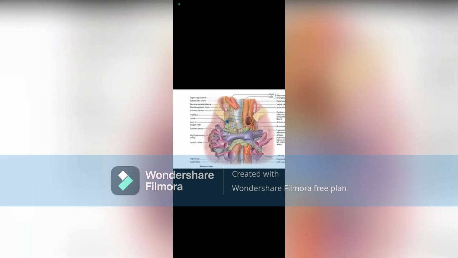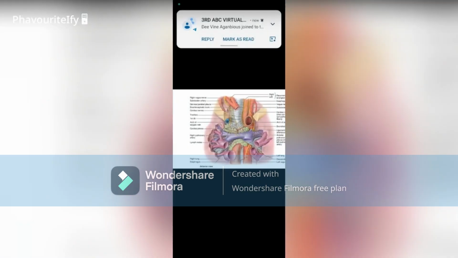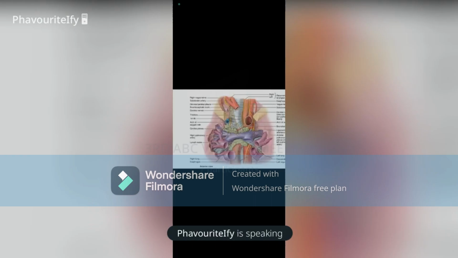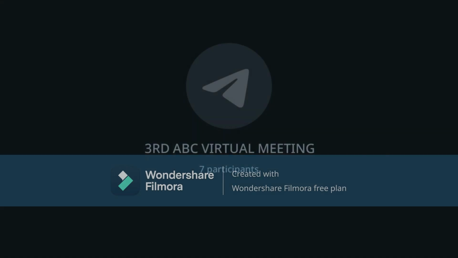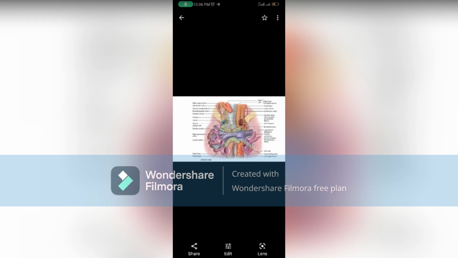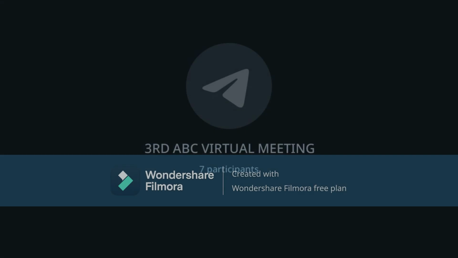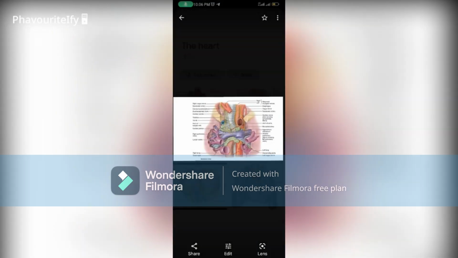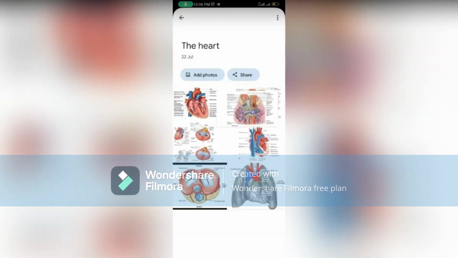These nerves are responsible for influencing heart rate, cardiac output, and contraction force of the heart. That is, the cardiac plexus is responsible for influencing heart rate, cardiac output, and contraction of the heart.